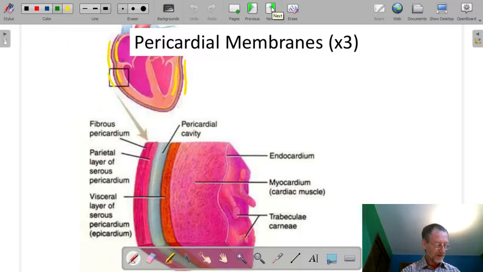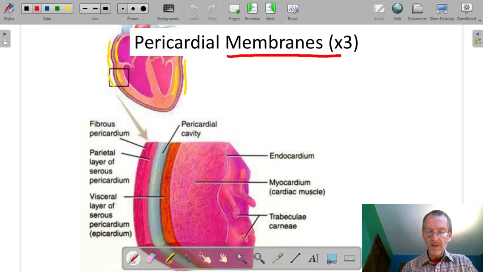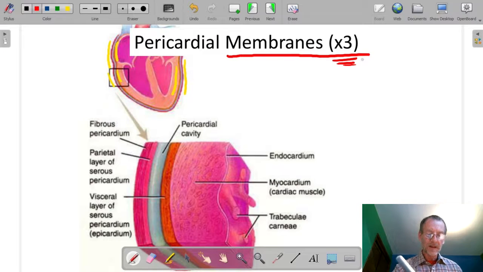Let's talk about the pericardial membranes, and that'll be the last for this section. So these are membranes that are around the heart. The heart is beating inside a fluid-filled bag. There's not a lot of fluid in the pericardial sac, but there's enough to keep it lubricated. The walls are very slippery, to reduce friction. So the pericardial membranes, there are three of them. And I'm just going to list them here, and then we'll come back and look at them in detail.